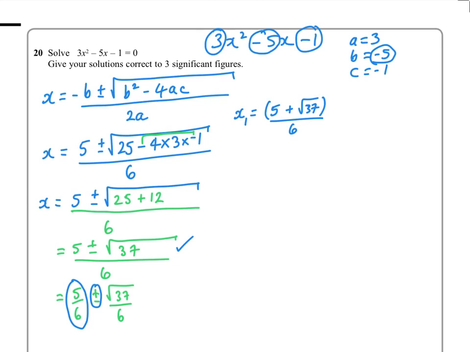11.0827. So I will do the numerator first rather. 11.08276253, and then I'll divide that by 6 at the end, and I would get, and it wants it to 3 significant figures. Well, don't worry about that too much just yet. Just write down what your calculator display says.